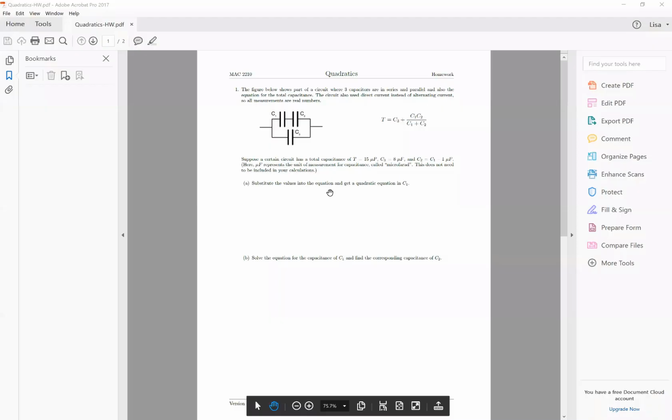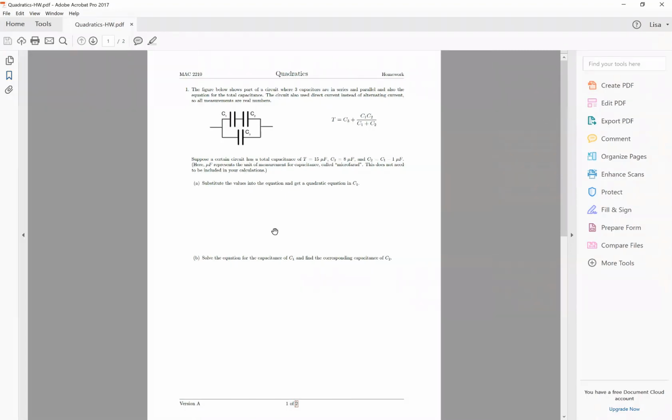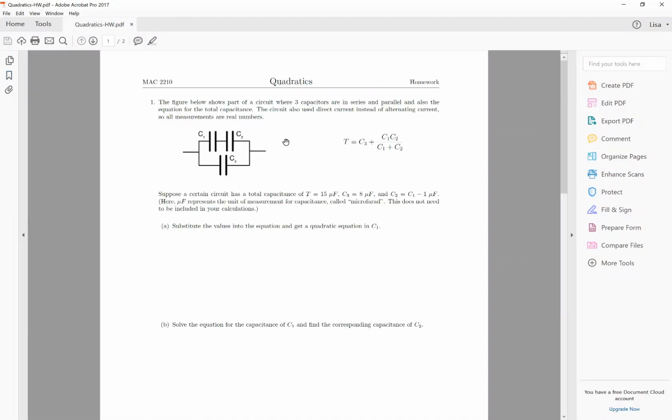So the homework for the quadratics looks like this, okay? And it looks kind of scary at the beginning. I don't want anybody to get too concerned about the words in the word problem. I want you to be able to read past it. So I'm going to read it to you the way I want you to read it. The figure below shows part of a circuit where 3 capacitors are in series and parallel, and also the equation for the total capacitance.